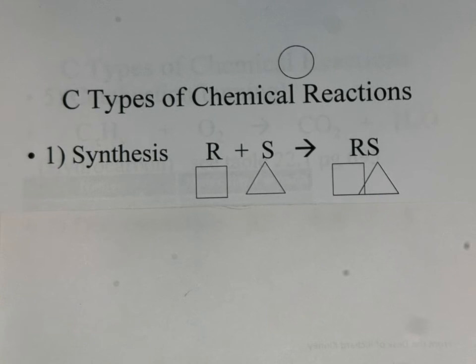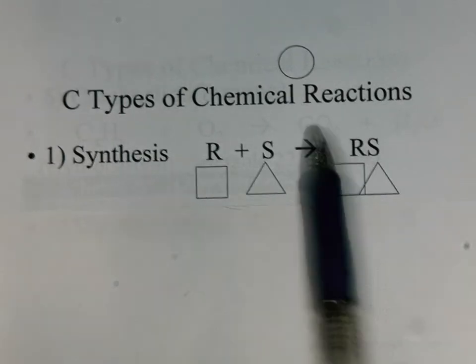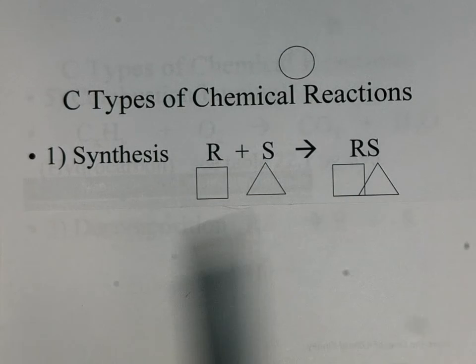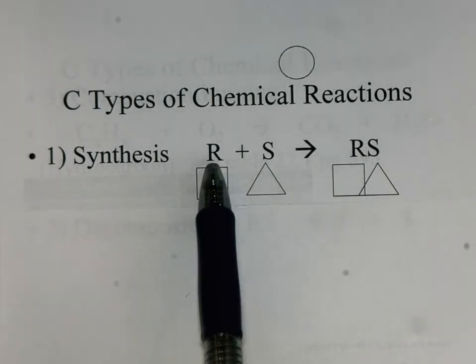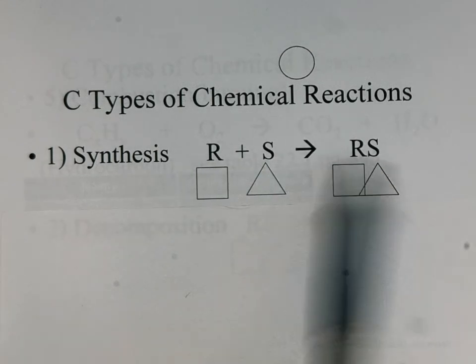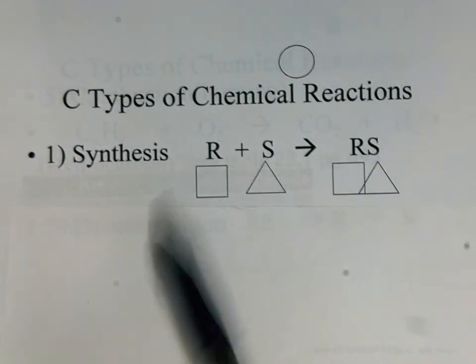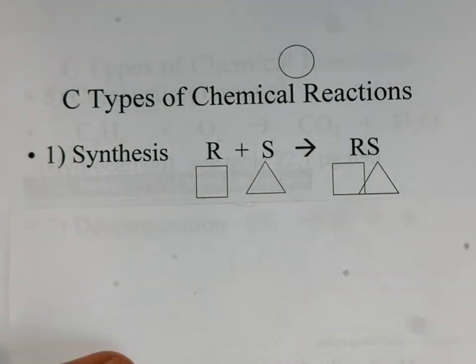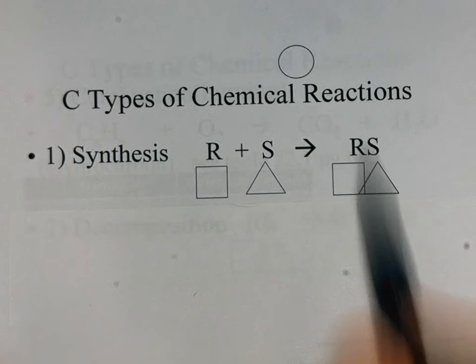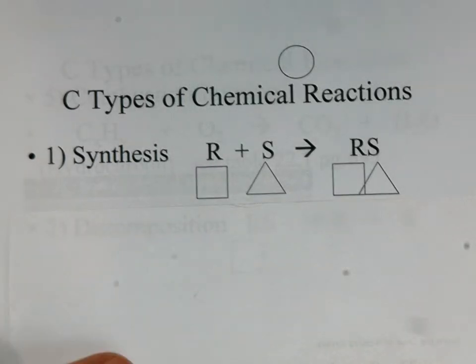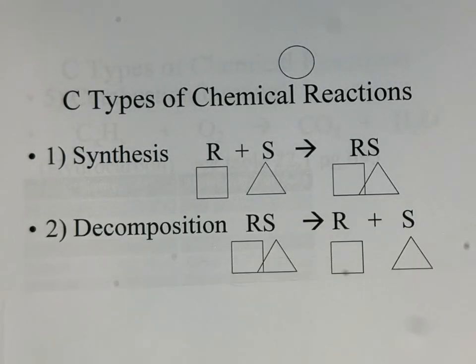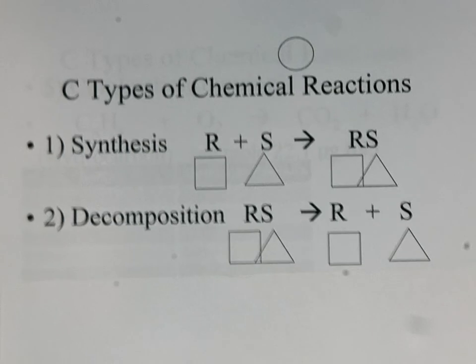So at the synthesis reaction, the word synthesis means building something from smaller stuff. So we're just using R and S to represent the compounds. So you've got two different compounds coming together to make a molecule. This could be like two elements making now a molecule. That's synthesis. The next one is decomposition.